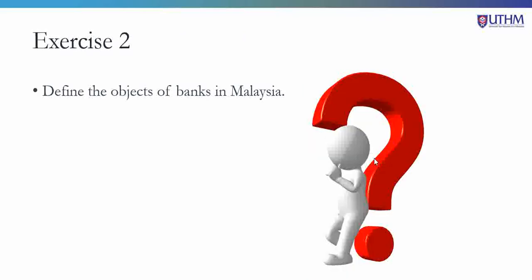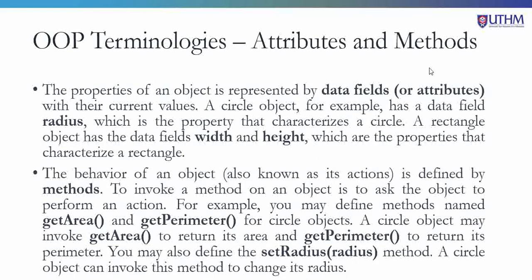And then attributes and methods. Okay, for this one. So inside a class, we have attributes and we have methods. Okay, it is just another term for data and also functions. Okay, we can also call attributes as data and methods as functions. It brings the same meaning.